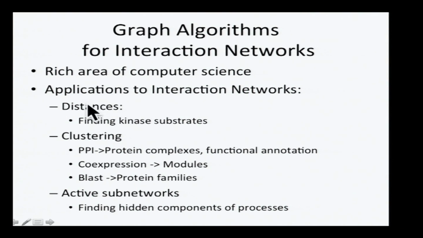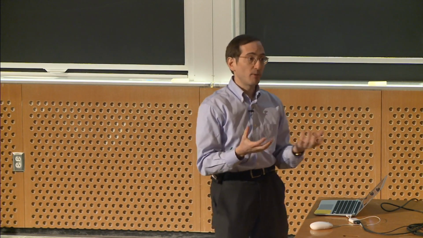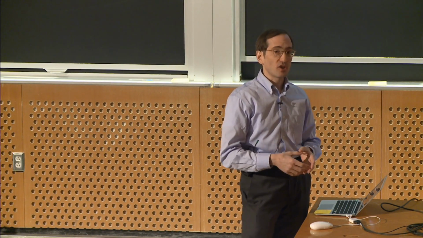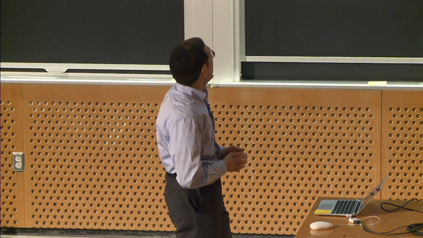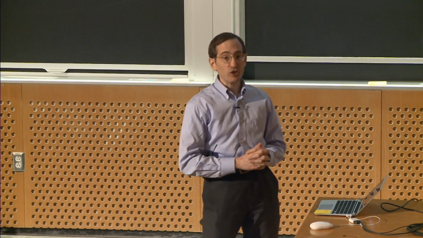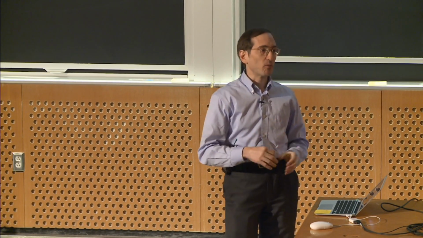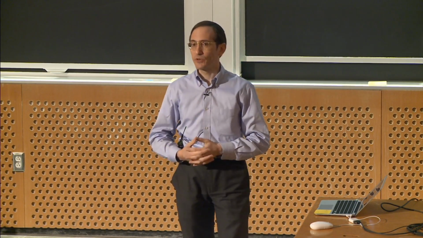We're going to look at how to use quick distance calculations on graphs, and we'll look specifically at an example of how to find kinase-target relationships. Then we'll look at how to cluster large graphs to find subgraphs that either represent some interesting topological feature of the inherent structure of the graph, or perhaps represent active pieces of the network. And then we'll look at other kinds of optimization techniques that help us find the part of the network that's most relevant to our particular experimental setting.